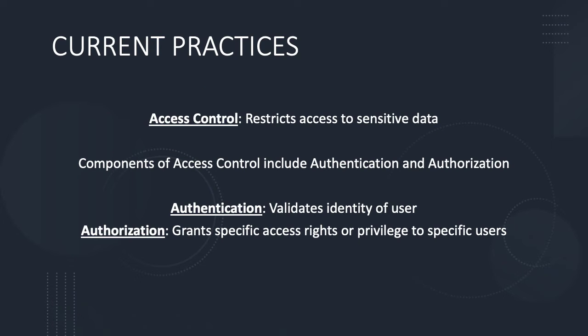Current practices that are used to reduce the amount of cybersecurity risk include access control. Access control restricts access to sensitive data. Access control also refers to restricting access to sensitive physical locations. There are a few components of access control. However, the major ones are authentication and authorization. While similar, authentication validates the identity of a user, whereas authorization grants specific access rights or privileges to specific users. The following slides will go more in depth about these concepts.